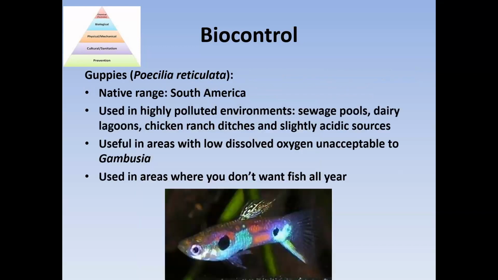They also use guppies, which are native to South America, and they can use these in highly polluted environments like sewage pools, dairy lagoons, etc. And they are useful in areas with low dissolved oxygen that aren't acceptable to Gambusia. And they're affected by the cold. So if you release them in an area, then they'll die out in wintertime and it won't persist from year to year. So perhaps, because of some sensitive species, you don't want them there all year.